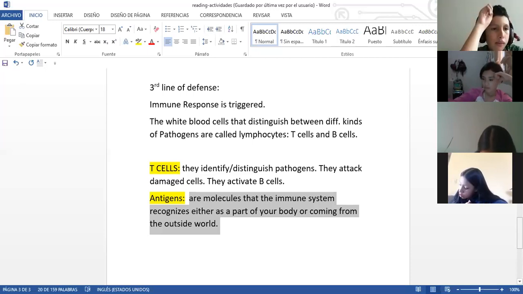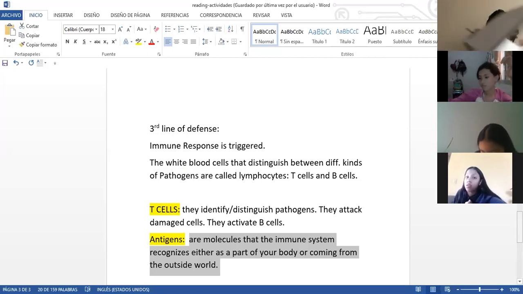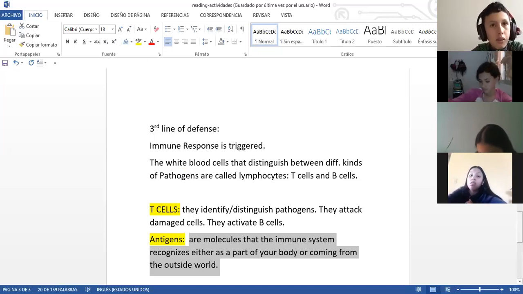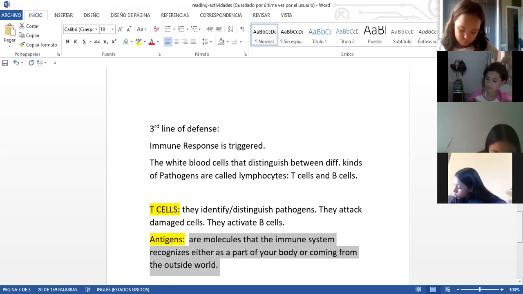Okay, now kids, let's go to page 183. There is a question. It says, describe on the right side of the page, what two roles does a T cell play after it divides? After it divides, it attacks the damaged cells and activates B cells. Very good. Number 1, attack damaged cells, and number 2, activate B cells.